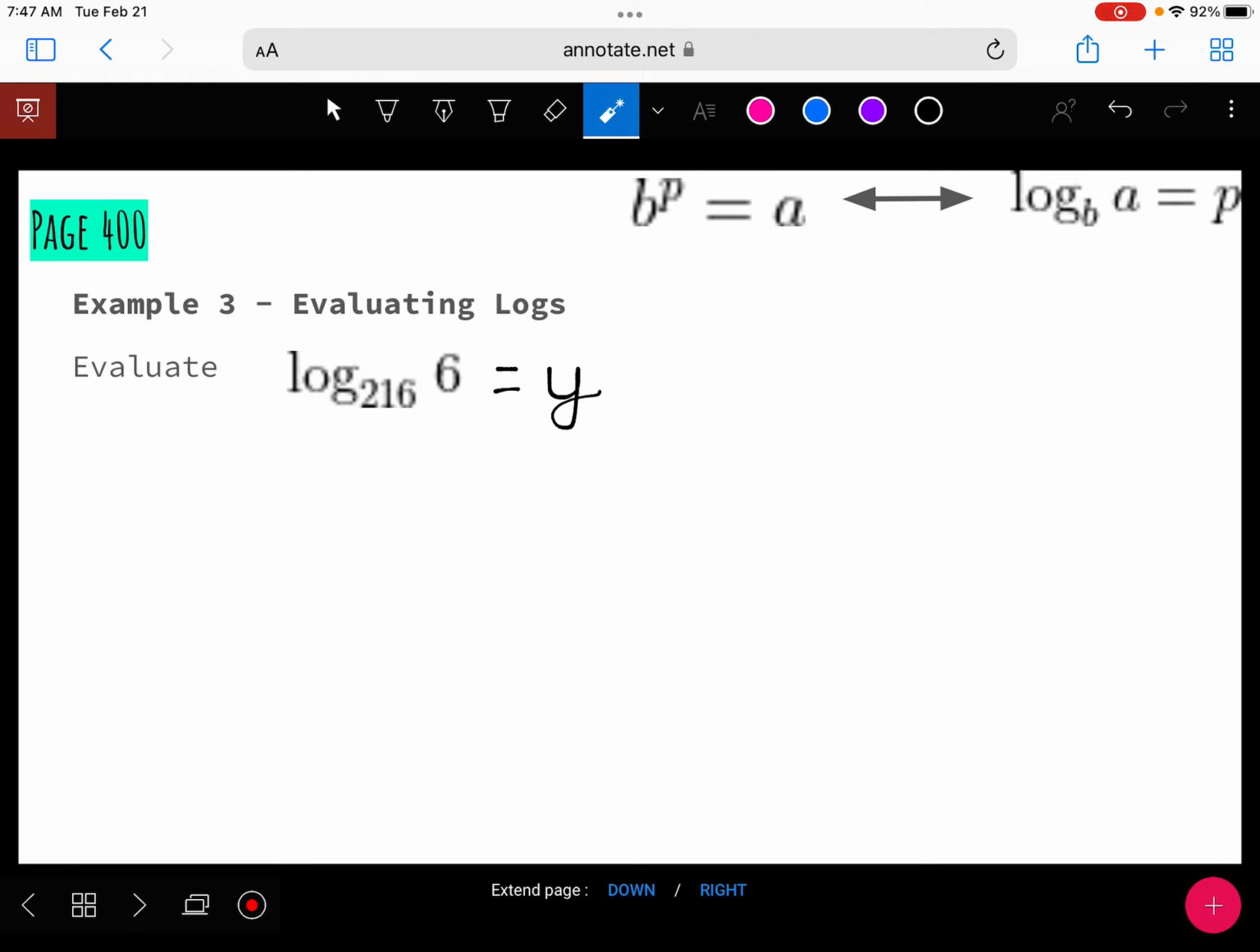In order to evaluate it, to solve it, we're going to switch it into exponential form because that's something we actually know how to work with. So I'm going to take my base power argument, BPA, log BAP, and we're going to switch it around again. But now we're going to have a variable in it. So my base is 216. My power is Y. And it's going to equal 6.